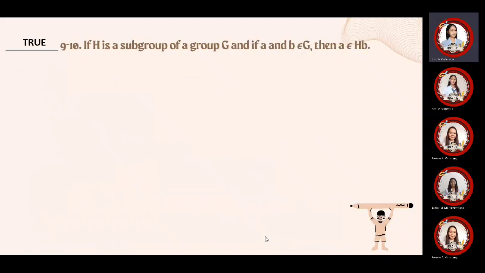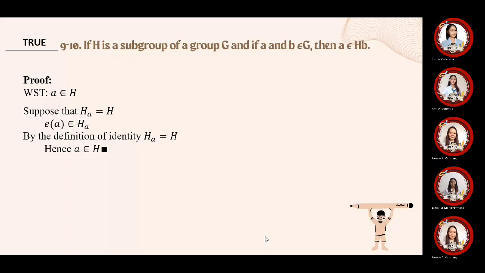For number 9 to 10, our answer is true. And the question is, if H is a subgroup of a group G and if A and B are elements of G, then A is an element of HB. So the first thing to do po is we need to know if A is an element of HA.